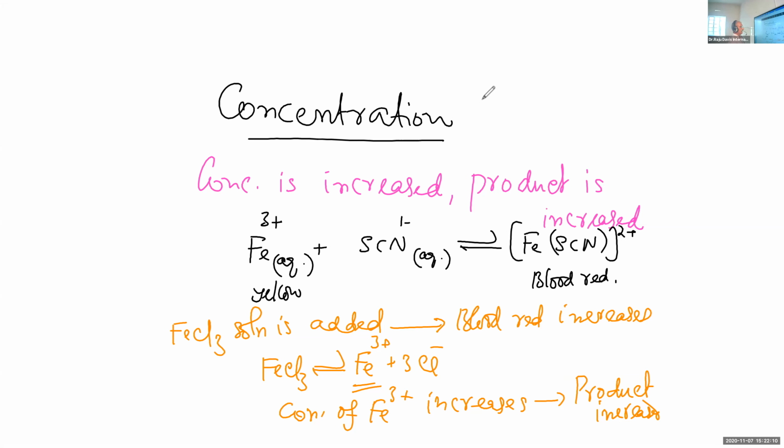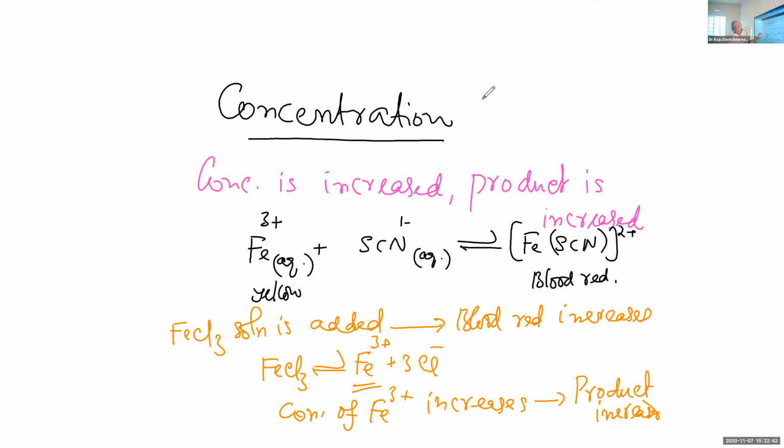The forward reaction increases and the blood red coloration is increased. So when the concentration of the reactant is increased, the forward reaction increases and the product is increased. In general, at equilibrium, when the concentration of the reactant is increased, then the concentration of the product will be increased.